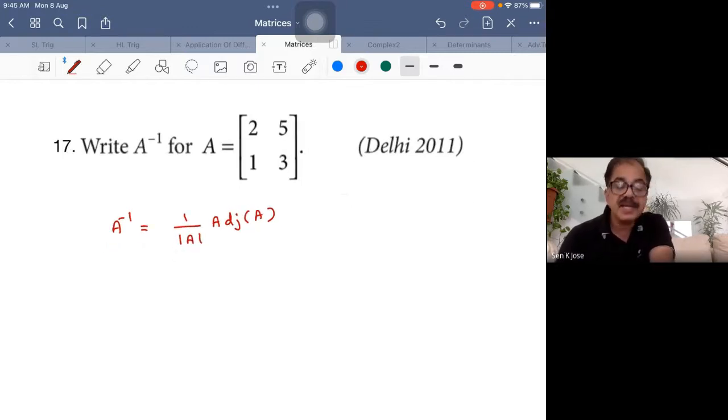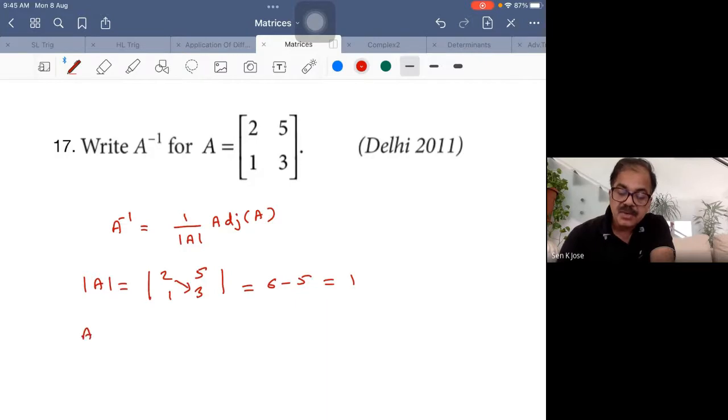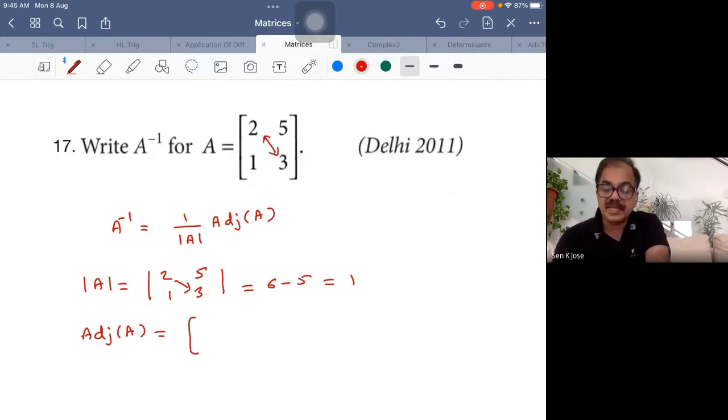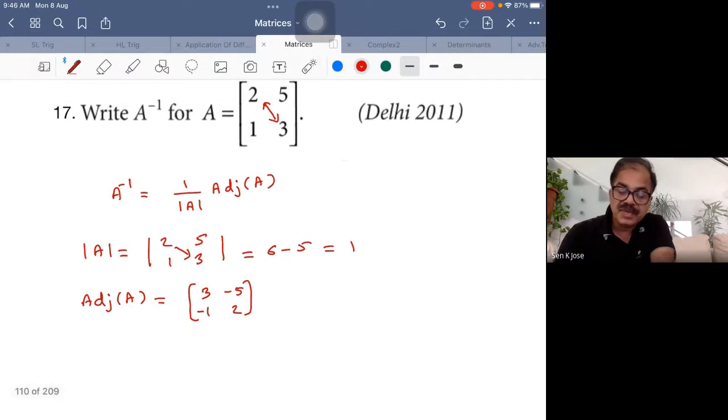So I need determinant A. What is determinant A? Determinant A is determinant of 2, 5, 1, 3. Cross multiply. 6 minus 5 is equal to 1. That's determinant A. I also need the adjoint of A. Adjoint of A has a shortcut. What's the shortcut? Interchange the diagonal elements. It's 2 and 3 there. Make it 3 and 2. And the remaining elements should be multiplied by a minus 1. So 1 becomes -1. Positive 5 becomes -5. So that's adjoint of A.